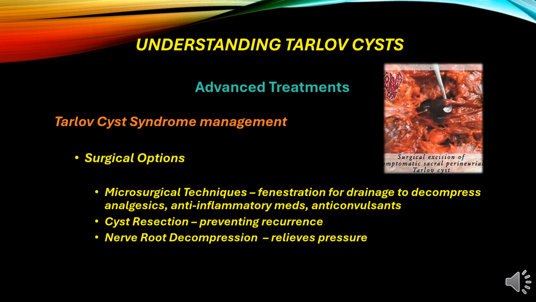Now, surgical options can include a microsurgical technique, including fenestration. That's where a new opening is actually formed, and drainage that decompresses the nerve root. Also, cyst resection. It's reserved for the cases where the cyst wall needs removal to prevent recurrence. Take a look at the picture on the right. That's an example. And nerve root decompression is used to relieve pressure from the surrounding neural structures.